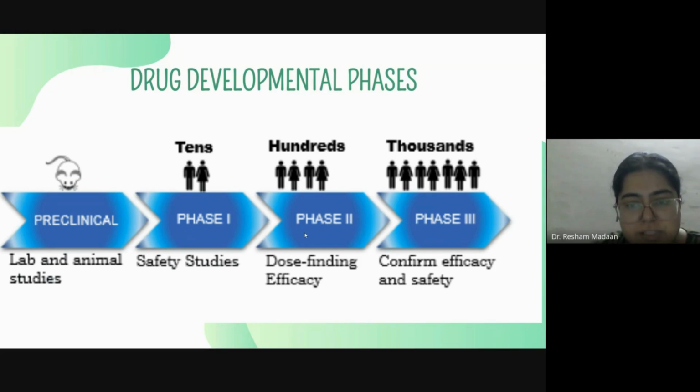When we move to phase 2, there are hundreds of individuals participating in such trials. And then we are majorly concerned about finding the dose, the therapeutic dose, and finding the efficacy, how efficient which dose is. Then we move on to phase 3 trials, in which thousands of people participate, and these confirm both the efficacy and the safety of the drug.